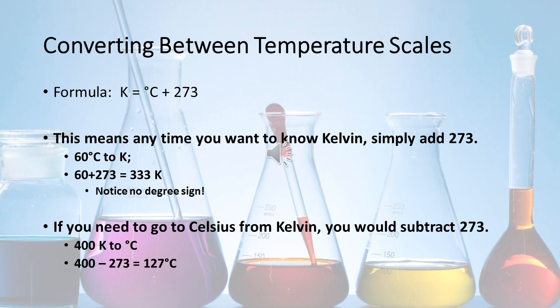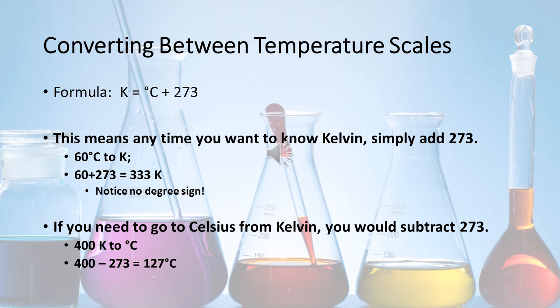So let's try one. What is 60 degrees Celsius in Kelvin? Well, we would just take 60 plus 273, and we would find that it would be 333 kelvins. Again, notice that there is no degree sign in Kelvin.